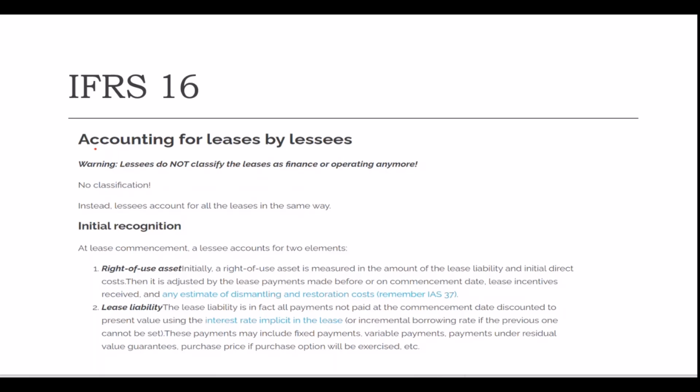Then let's look at how you account for the lease liability. The way you account for the lease liability is that you look at all the payments you are going to be making for this lease. So if this lease is for 5 years, estimate all the payments you are going to be making for the next 5 years and bring them back to the present value, using what? An implied rate or an imputed rate.